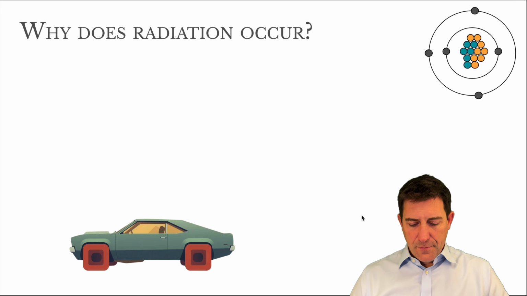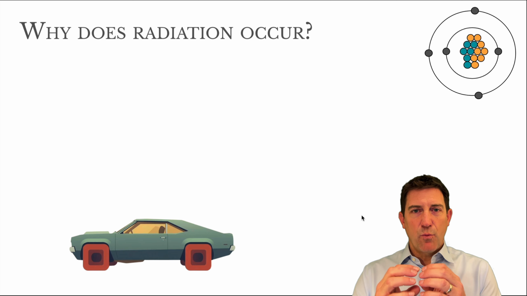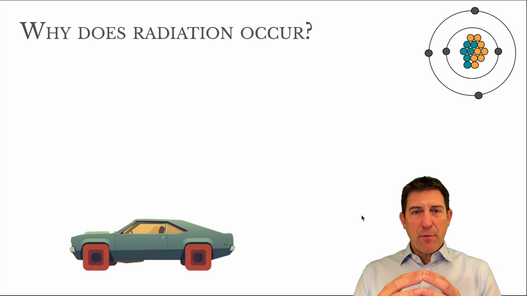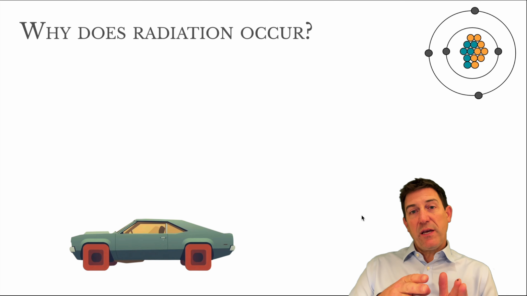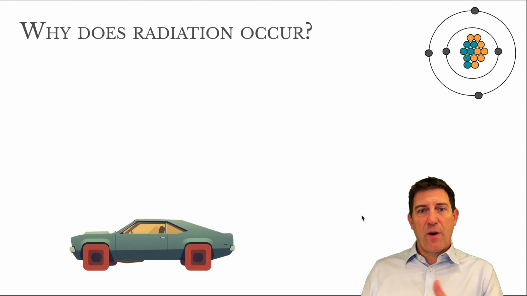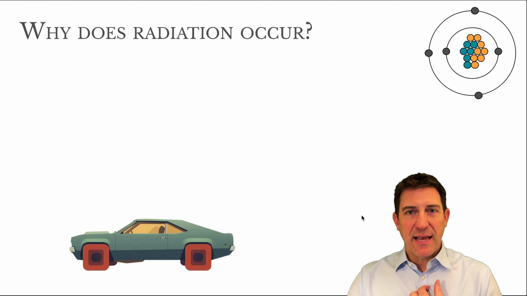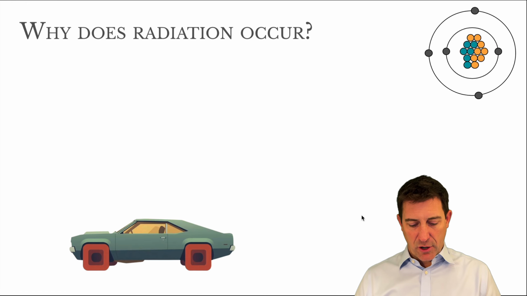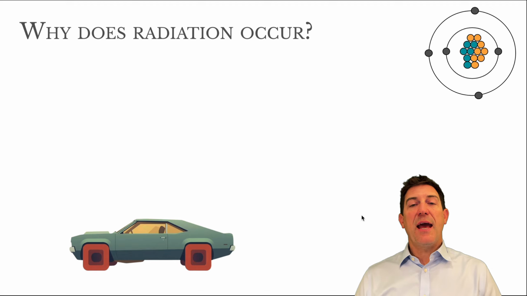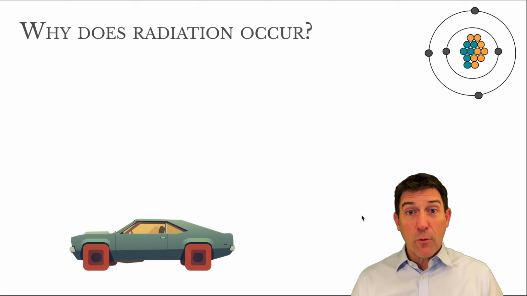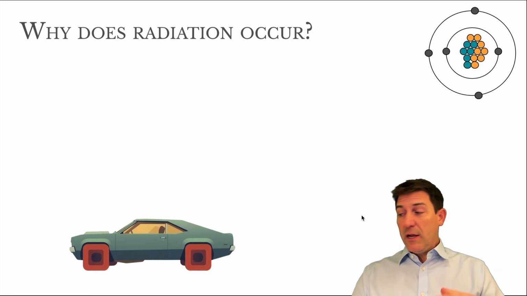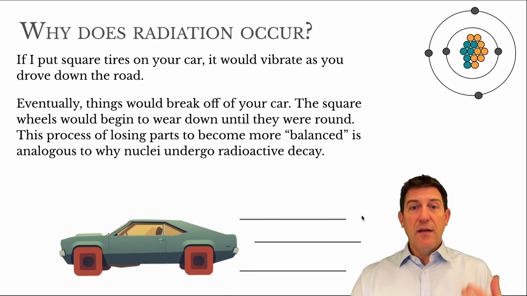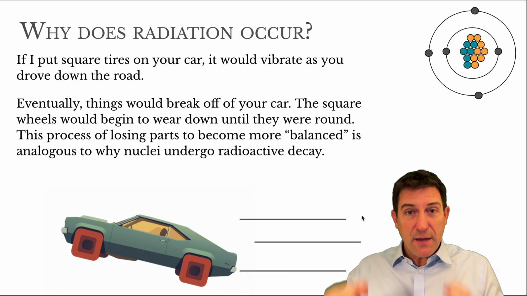Now, how is this even possible? If radiation is when nuclei radiate particles and energy out of a nucleus, it's probably best to first understand why this happens, and then we can go over what it actually is. So why does radiation occur? I like to use the example because it's something that hopefully you can relate to, is that what if I went out and found your car? If you don't have a car, let's pretend you do. And I took the wheels off your car and I put square wheels on your car. When you come out and get in your car and start to drive along, what is it going to be like? It's going to be a really bumpy ride.